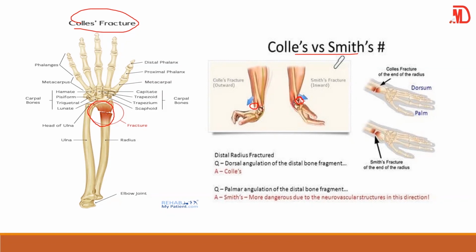So take note of it. That's the difference between the Colles fracture, which is outward, and the Smith fracture, which is inward. The Smith one is very dangerous because it involves a lot of neurovascular structures that pass there. So it's very serious. But we hardly get Smith. Most of the time, what we see is the Colles fracture, because when you fall, you want to protect yourself, and that leads to the fracture.